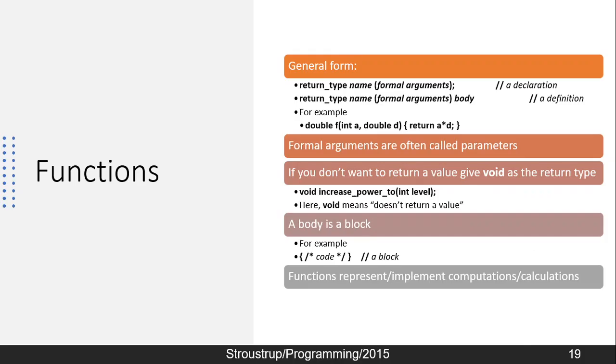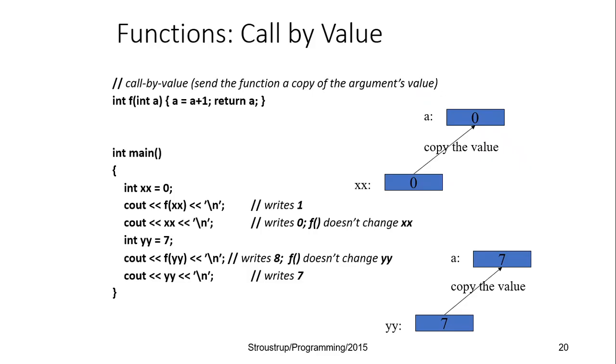Similarly, we also know what the body of a function is. The body of a function is a block of code, and you specify or create it using a pair of curly braces. Why do we write functions? Functions implement computations or calculations. If you want to do a specific computation, you write a specific function for that, you call that function, and that computation is done for you. So this is a recap of what we did last time.